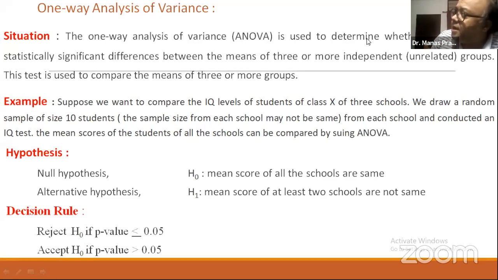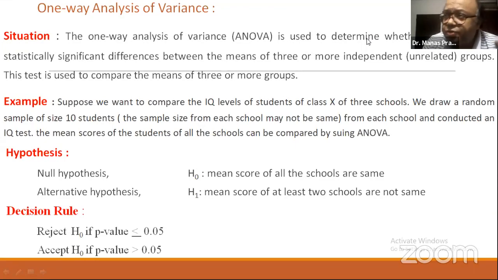Suppose I want to compare the systolic blood pressure of male and female. Then we have to use the independent sample t-test, because there are only two groups, male and female. For comparing the systolic blood pressure of rural and urban people, I have to use the independent sample t-test, because there are only two groups. But if I have more than two groups, suppose I want to compare the systolic blood pressure level with education.